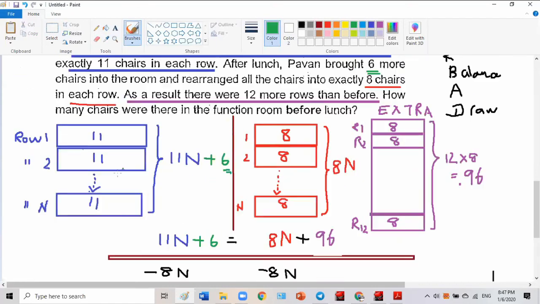Okay, let me put it back. Now I know n equals 30. Hey, 30 is my n. Get it? Okay, and my n is 30. Okay, what do they want?